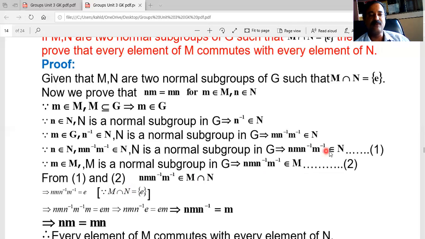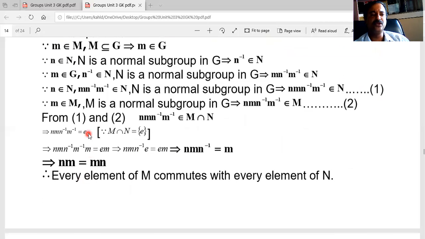Okay, right. From 1 and 2, we can say, what is 1? n m n inverse m inverse belongs to N. The same element, n m n inverse m inverse, belongs to M. That means the same element lies in M and the same element lies in N. That means this same element belongs to M intersection N. But we know that M intersection N is equal to singleton {e}. That means only e is the element in M intersection N. Here another element is there, that is in M intersection N. That means this becomes e. That means n m n inverse m inverse is equal to e.